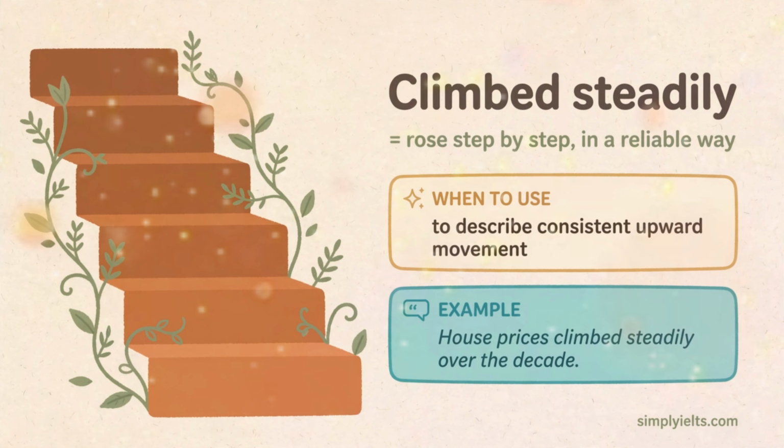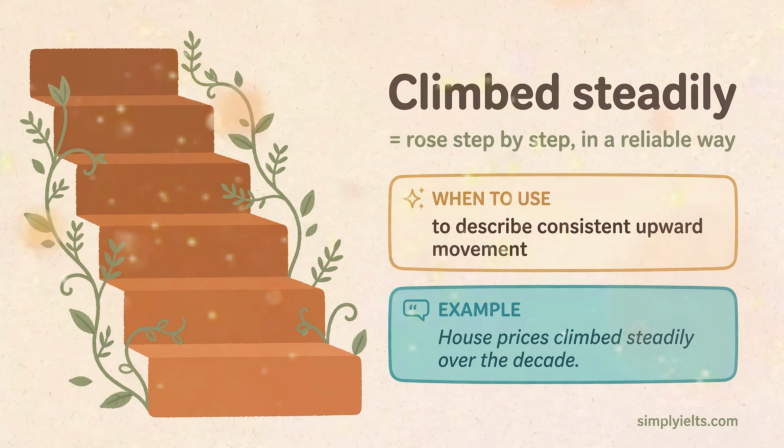When a value rose step by step in a reliable way, you can say it climbed steadily. For example, house prices climbed steadily over the decade. Use stabilised at to describe a figure that stopped changing and held steady at a certain level. For example, the rate stabilized at 4% after 2016.